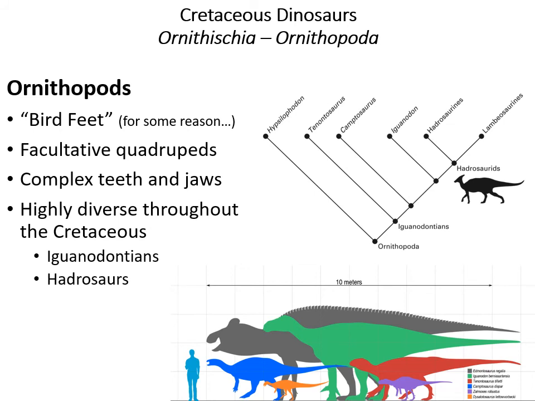Now, ornithopod means bird foot, for some reason, since theropods to me look more like bird feet than ornithopods, but whatever. These, once again, are facultative quadrupeds, meaning that they could walk on 2 or 4 limbs. Very complex teeth and jaws with lots and lots of shearing teeth for vegetation. And they really hit their diversity in the Cretaceous with 2 main groups, the iguanodontians and the hadrosaurs.